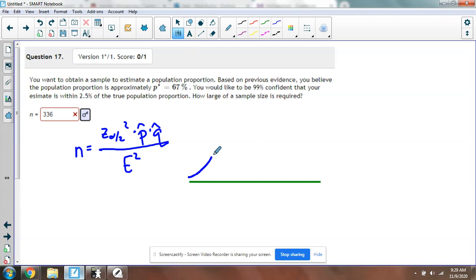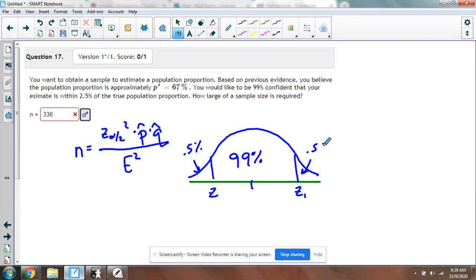So here's my normal curve. I'm looking for the z-score that cuts off the middle 99%. So we want the z value that cuts off 99%. This or this. So we'll find the one to the right. That means there's a 0.5% here and a 0.5% here. So this is 0.5% and this is 0.5%.